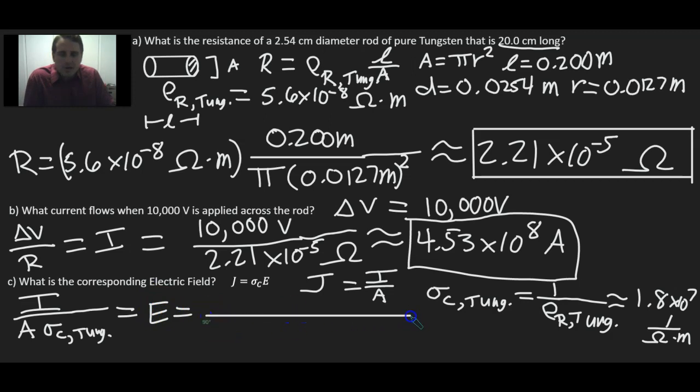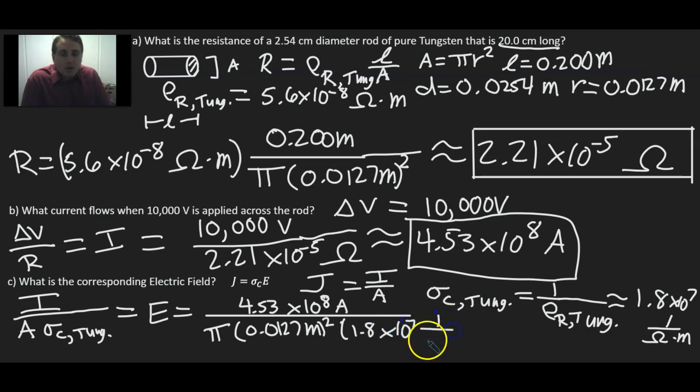Okay. So, let's see. The current, I believe, is that 4.53 times 10 to the 8th amperes. And then we're going to divide that by the cross-sectional area. That's pi times r squared. That's 0.0127 meters squared times the conductivity constant of tungsten, 1.8 times 10 to the 7th 1 over ohm meters.